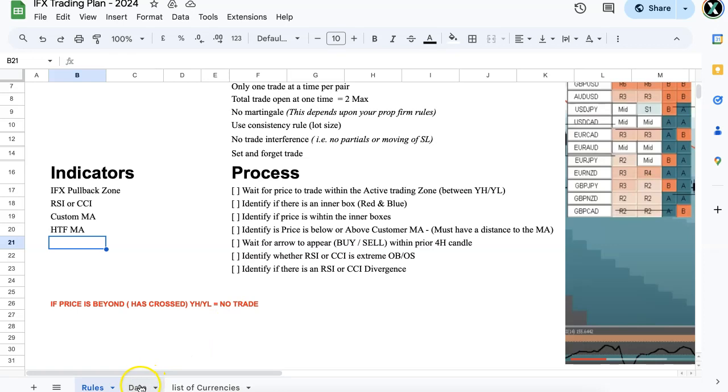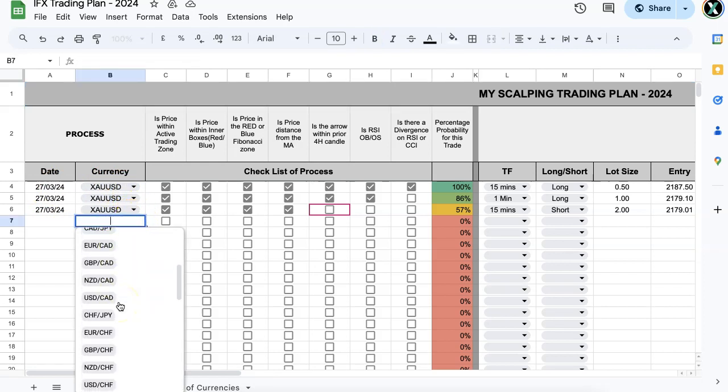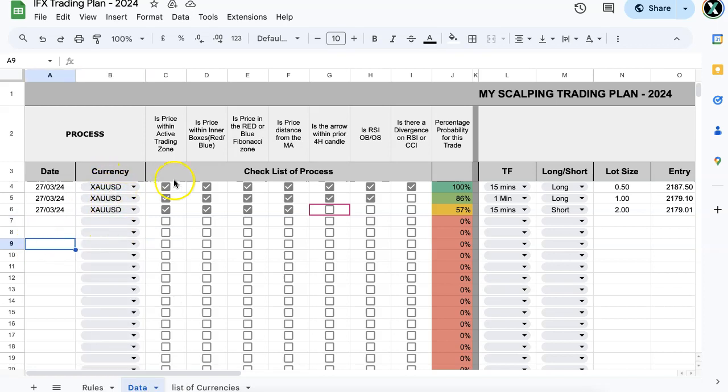So what does this mean? Let's go over the data which he made. It was pretty clever, very nice. We're going to put in here the date, and the currency that you're going to be trading. Here you can select the currency that you traded; I know he only trades gold for now. And then, is price within the active trading zone? What that means is, are we inside yesterday's high and yesterday's low?